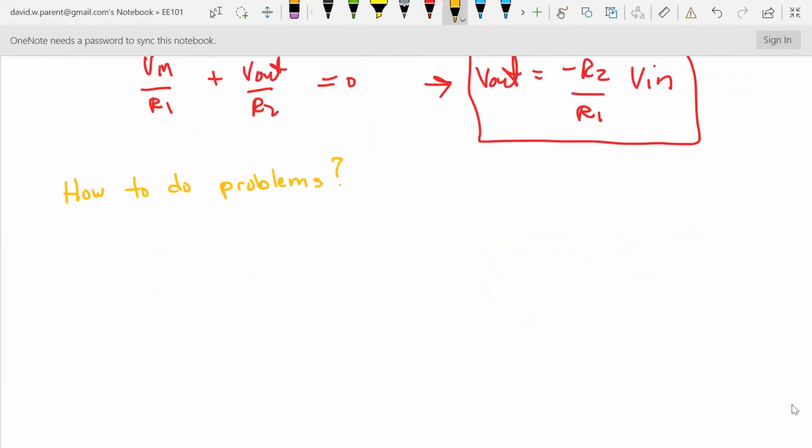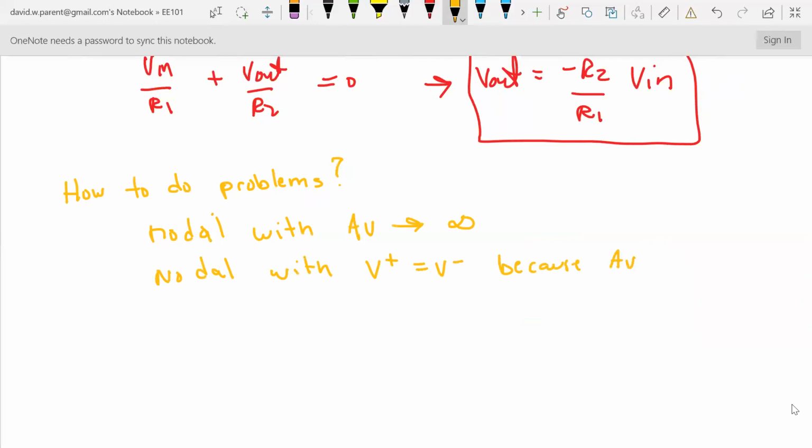So how should you do a problem? I showed you nodal with AV going to infinity. I showed you nodal with V plus equaled V minus because AV equaled infinity, negative feedback, Rn equal to infinity.